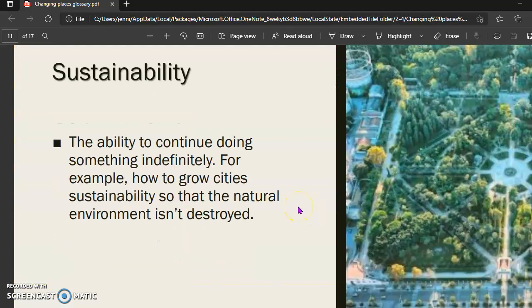Sustainability. I'm sure this is something you've come across in geography before. It's the ability to continue doing something indefinitely, for as long as possible. An example is the growth of cities, of urbanization: how do we grow cities in a way that the natural environment isn't destroyed, for example, or in a way where the humans living in a particular city have access to education and all have access to healthcare? Doing it in a sustainable way so that things don't start collapsing, basically.